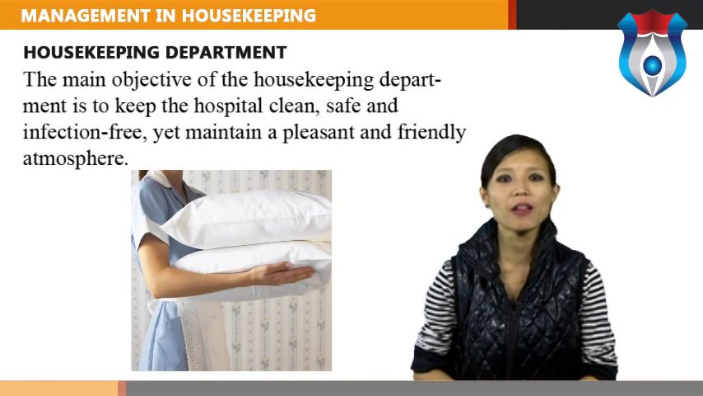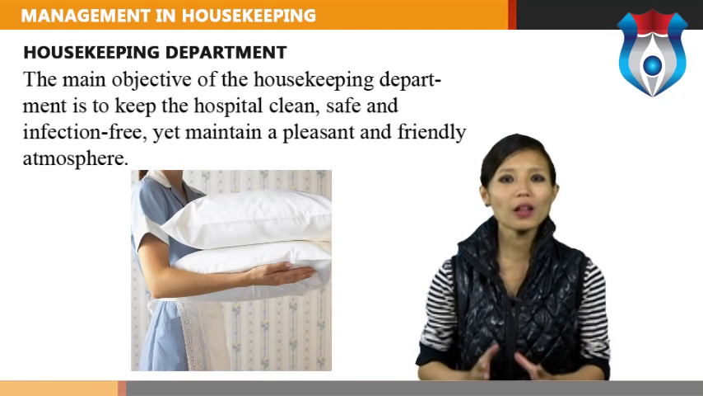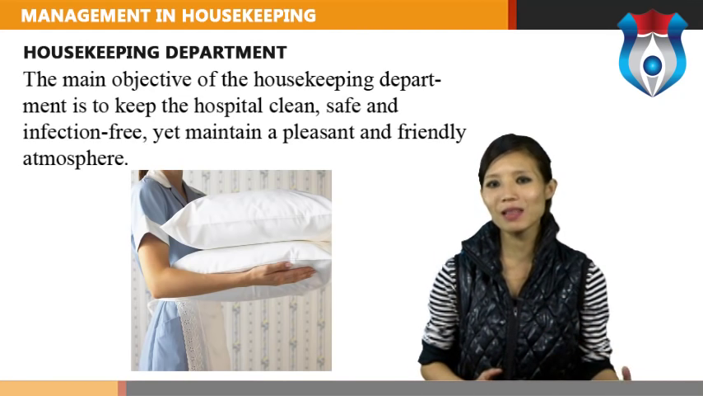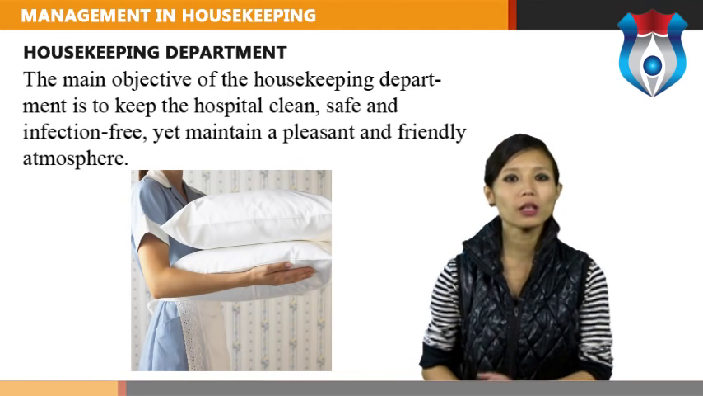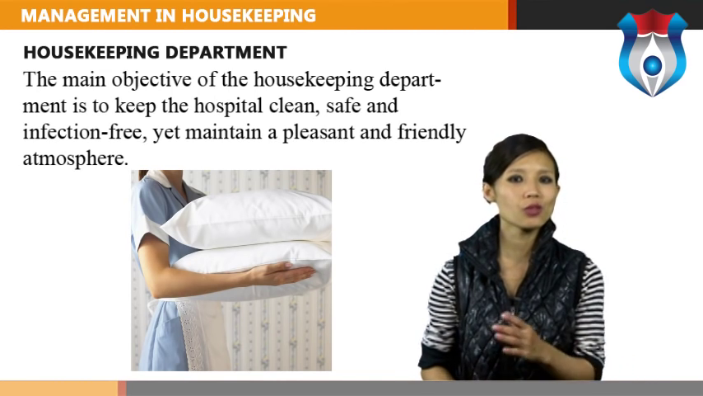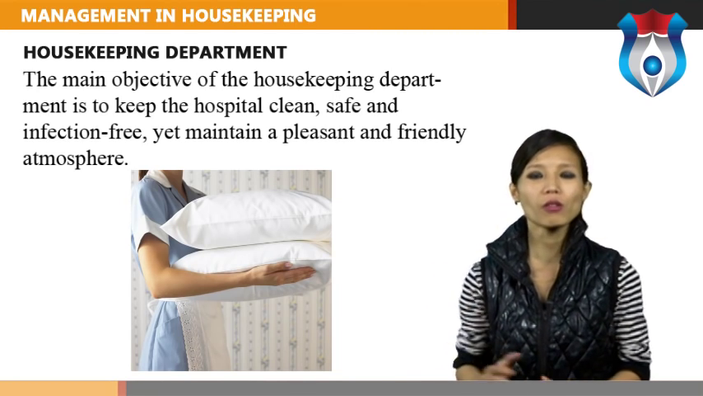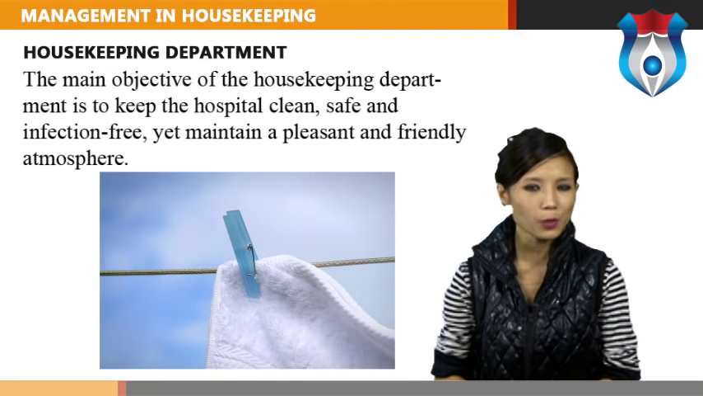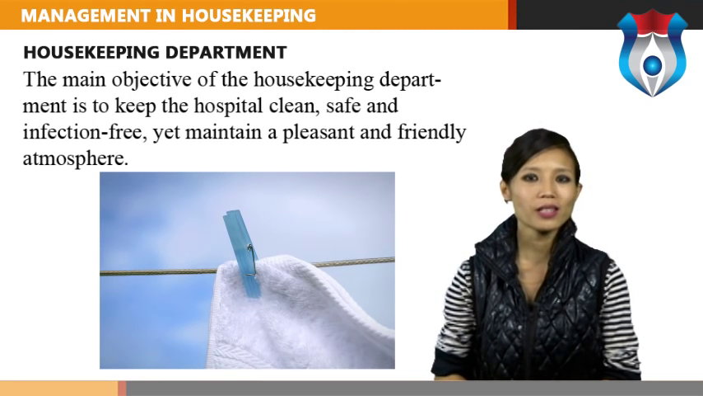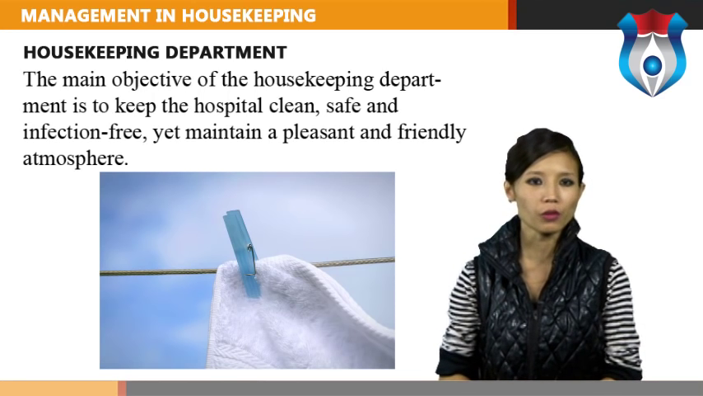Housekeeping department. The main objective of the housekeeping department is to keep the hospital clean, safe and infection-free, yet maintain a pleasant and friendly atmosphere. The housekeeping department works closely with other departments in making the hospital a pleasant and safe place for the patient. As the patient enters the hospital, he comes through the reception hall and, as the prescribed basic examinations are carried out, the patient is taken to several areas in the hospital. At each of these places, the patient notices various aspects such as cleanliness and different accessories that are brought together to create a tasteful and pleasant atmosphere.